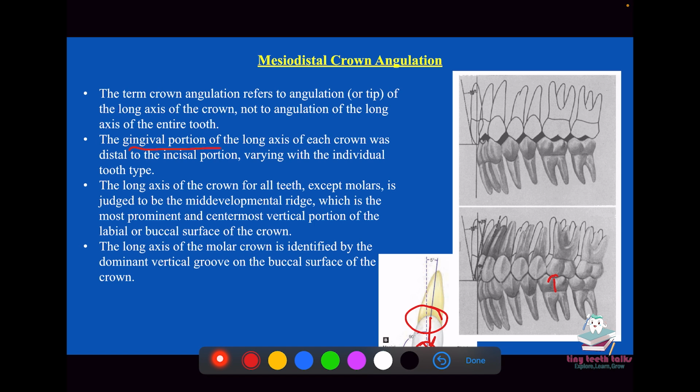The long axis of the molar crown is identified by the dominant vertical groove on the buccal surface of the crown. In this picture, there is inappropriate crown angulation, and in this picture, there is appropriate crown angulation. Due to the inappropriate crown angulation, there is inappropriate alignment of the teeth, and there is proper alignment of the teeth due to proper mesiodistal crown angulation.